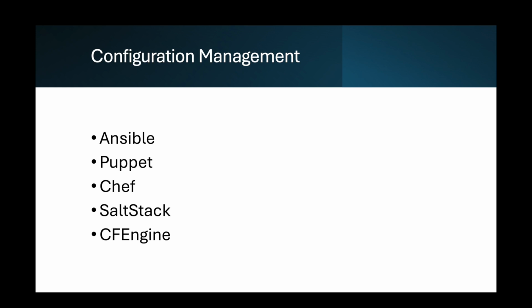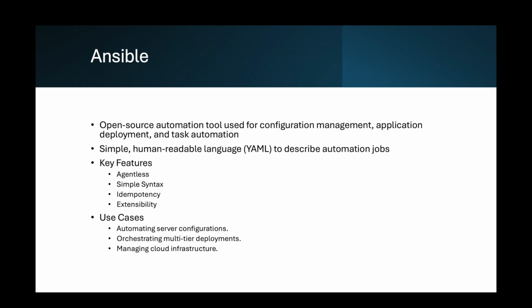The key configuration management tools that we're going to cover right now are Ansible, Puppet, Chef, SaltStack, and CFEngine. Let's go over Ansible first. Ansible is an open source automation tool used for configuration management, application development, and task automation.